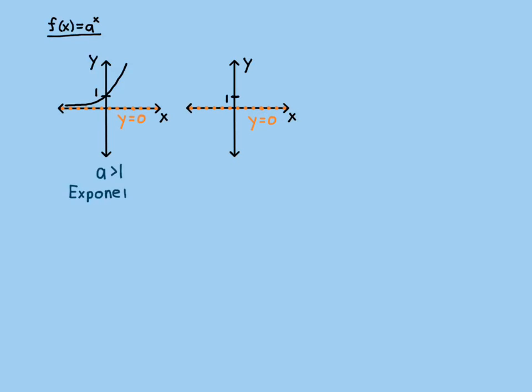This is exponential growth. That's a is larger than 1. That's a in the interval (1, infinity), not including 1. A greater than 1, exponential growth. Exponential decay is when a is between 0 and 1. A in that interval (0, 1) with parentheses around it, right? That's exponential decay.